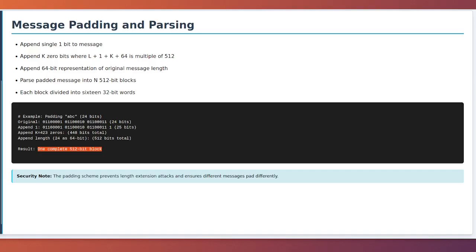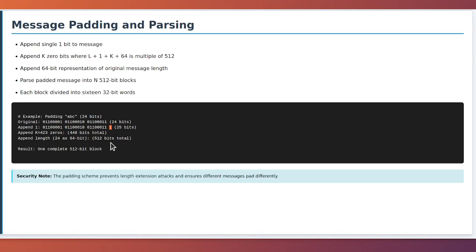Why is this padding scheme important? The 1 bit ensures that even empty messages get padded differently from messages that end in zeros. The length field at the end prevents length extension attacks, where an attacker appends data to a message and computes a valid hash. The padding makes it impossible for two different messages to pad to the same value.